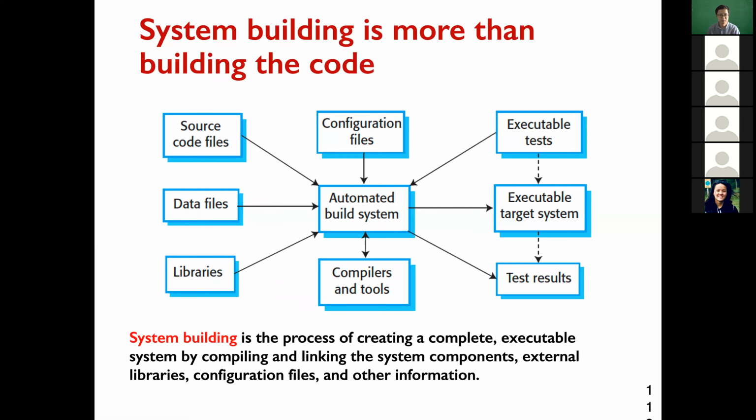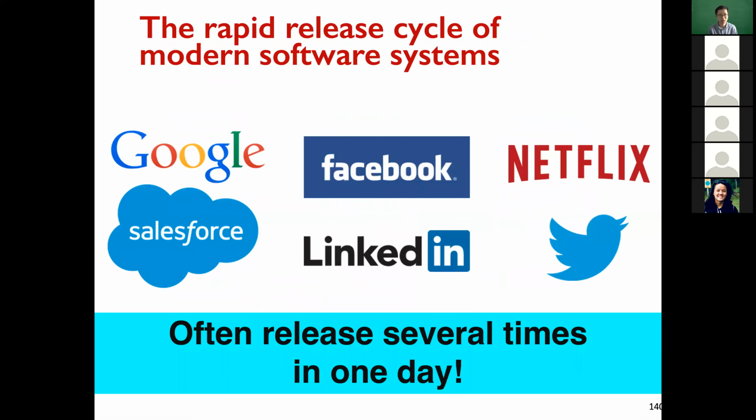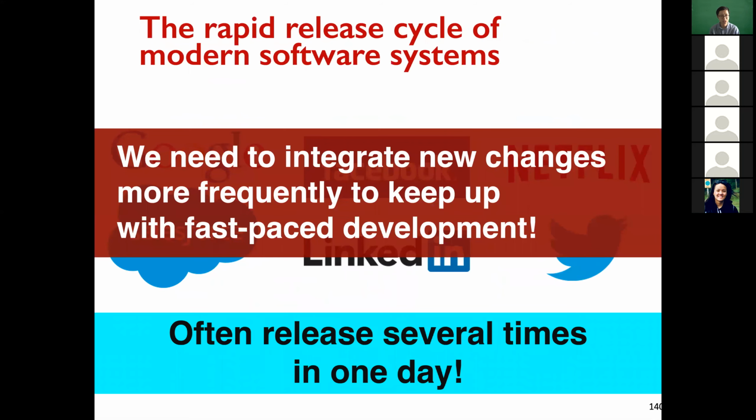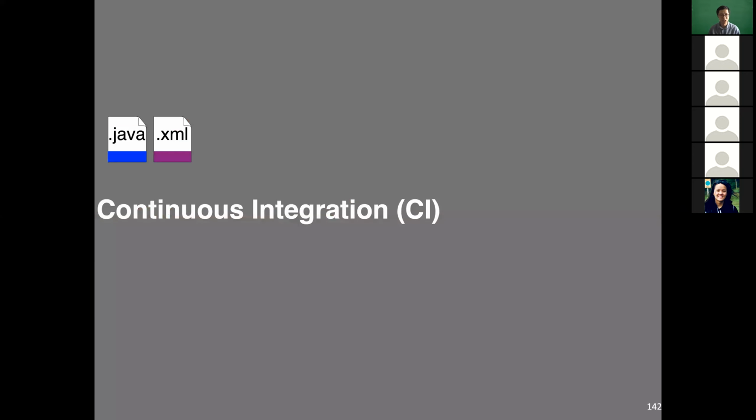Modern software systems are released very fast, for example, several times a day, right? So we need to integrate new changes more frequently to keep up with fast-paced development. So how can we do it? We can do continuous integration, right? So what is continuous integration? Let's just review it quickly.